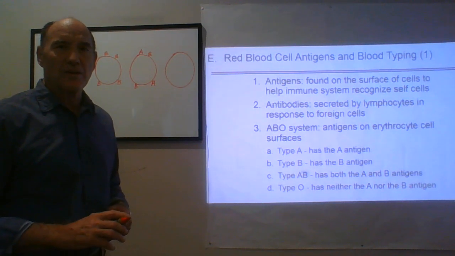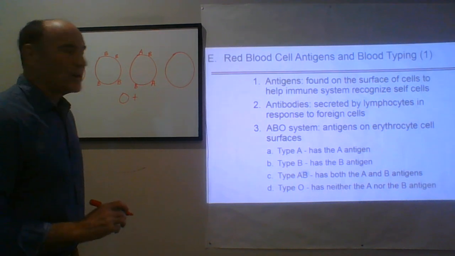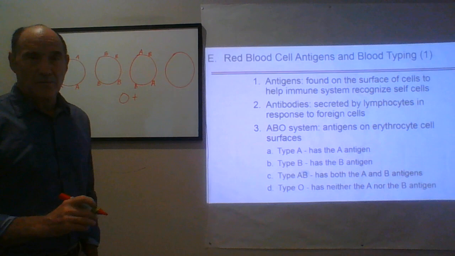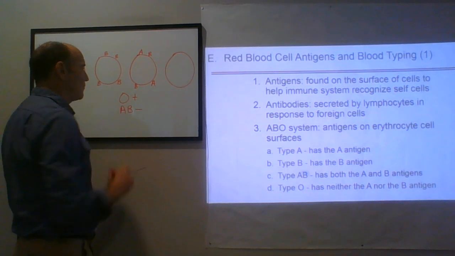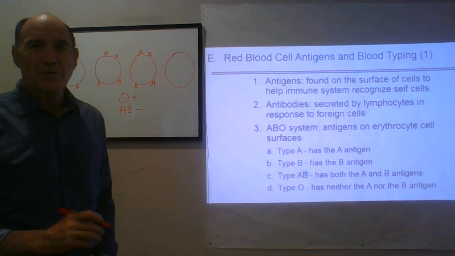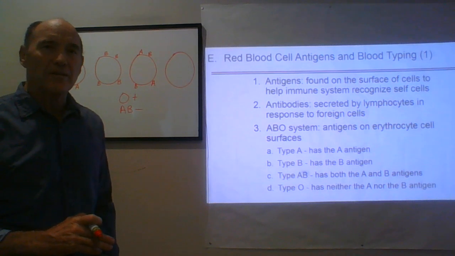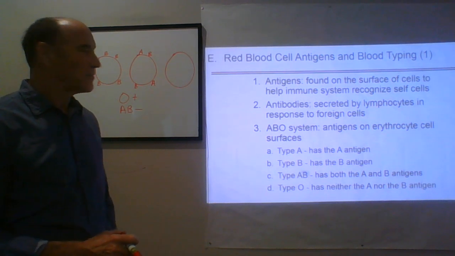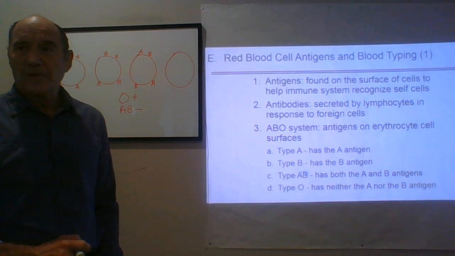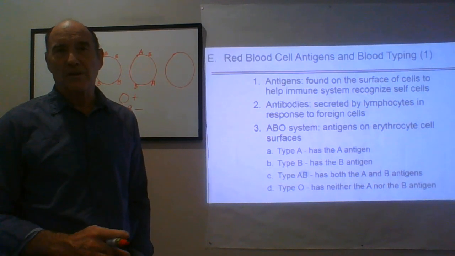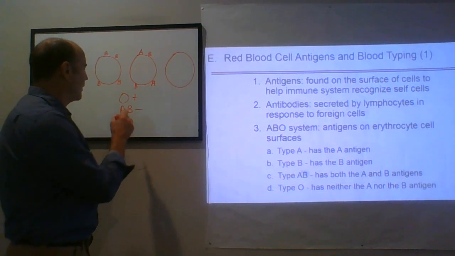And the most common blood type is O positive, and the most uncommon blood type is AB negative. Most folks are Rh positive, like 85%, give or take, with 15% being Rh negative. And O is the most common blood type, amazingly, even though it's a recessive gene.